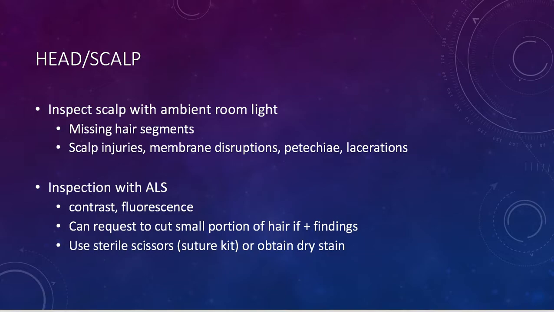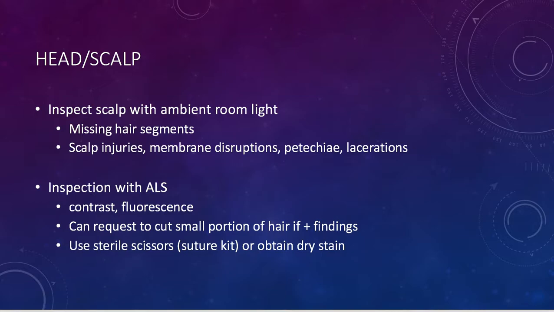Moving to the head and the scalp, you'll want to inspect the scalp with ambient room light. You're going to be checking for missing hair segments, any scalp injuries, lacerations, petechiae. If a patient's strangled, the scalp is a very common location to find petechiae. Also, membrane disruptions. If the patient gives you a subjective history of hair pulling, then you're going to look and make sure that there are no missing hair fragments.